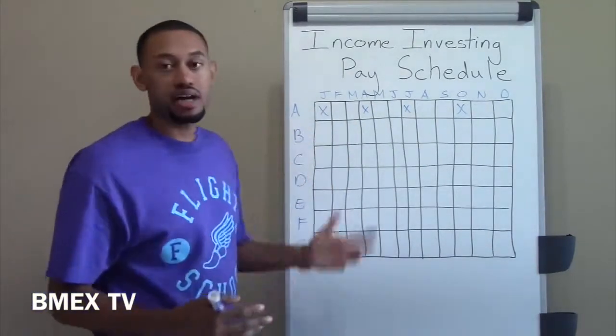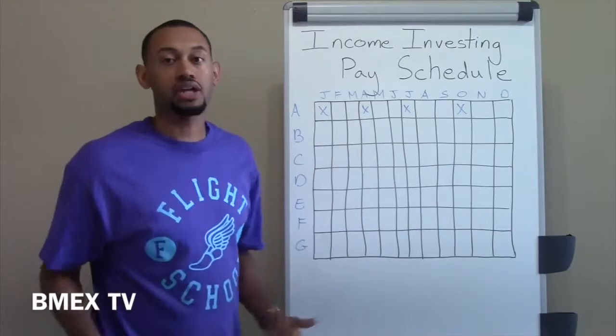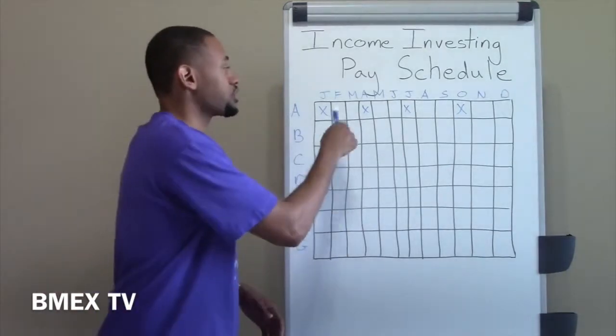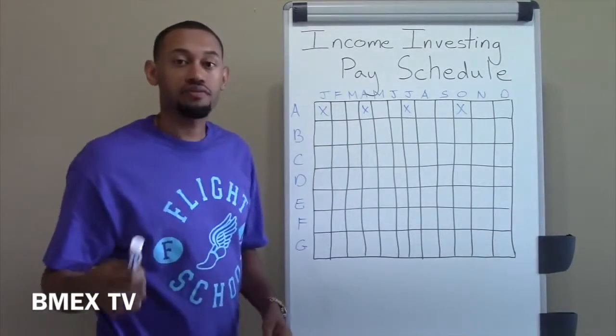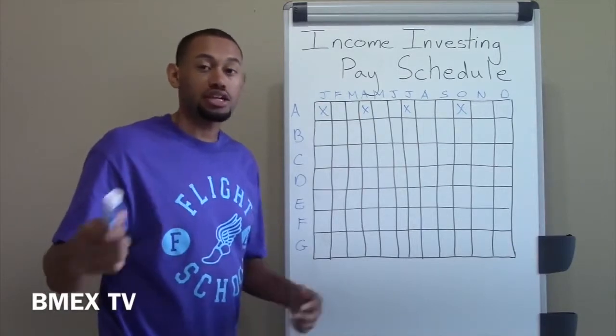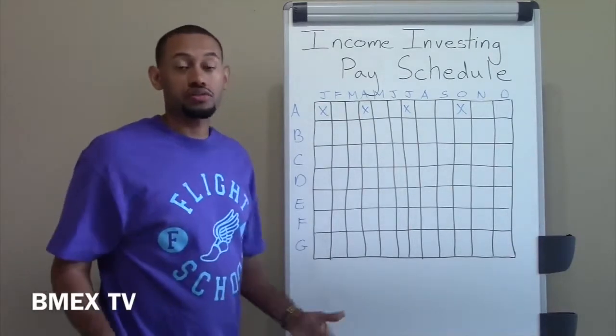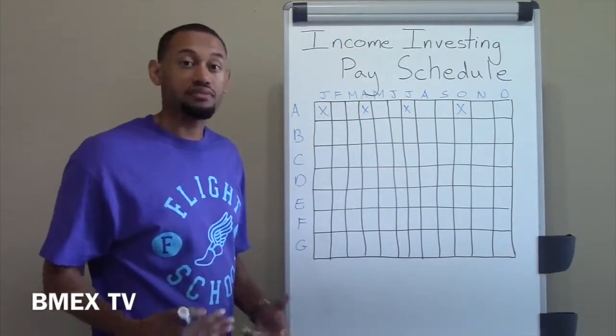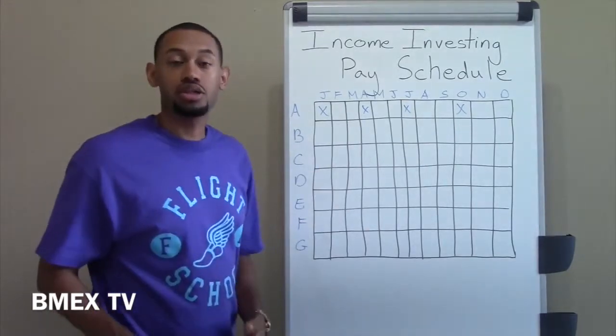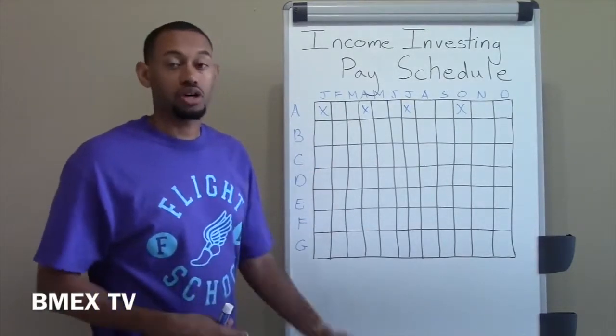Now let's say this stock has a dividend of $1 annually. That means every 3 months you're going to get 25 cents per share of stock that you have. If you have 100 shares of the stock, you're going to get $25 every 3 months, no matter if the stock goes up or goes down.